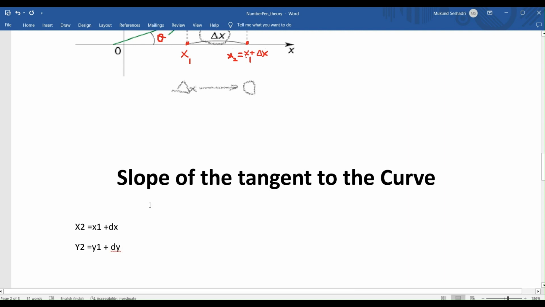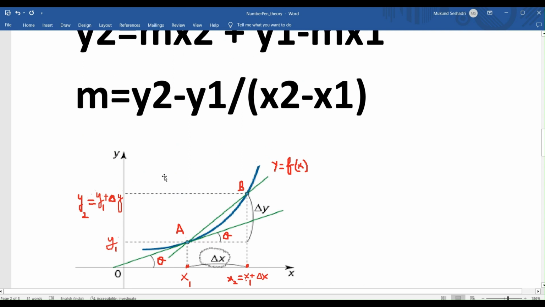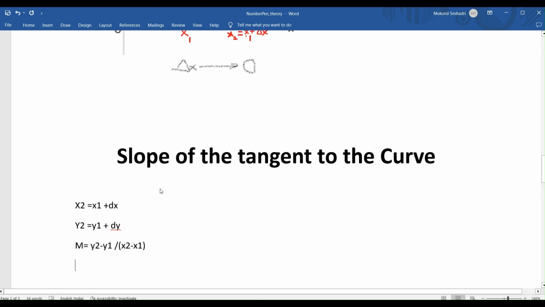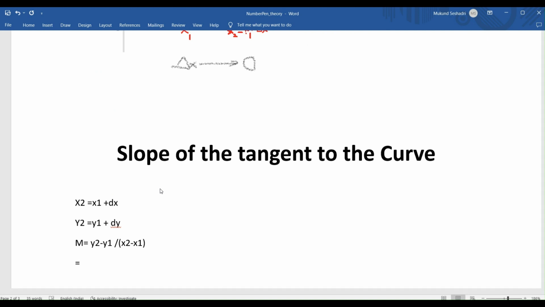So now I go back to this equation that we derived earlier, where we say that m is equal to (y2 minus y1) divided by (x2 minus x1), right? And then we rewrite this as f of (x1 plus dx), which is your f of y, which is your y2 minus y1, which is f of x1, divided by x2 minus x1, which is your dx, right?